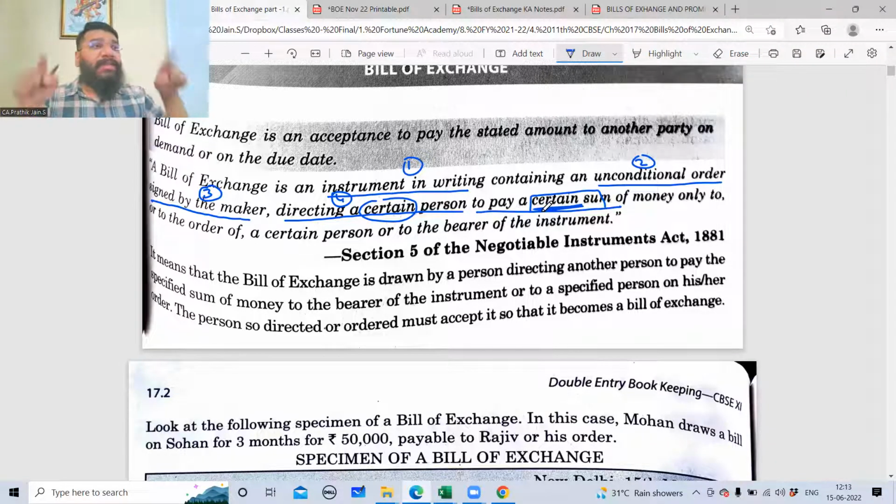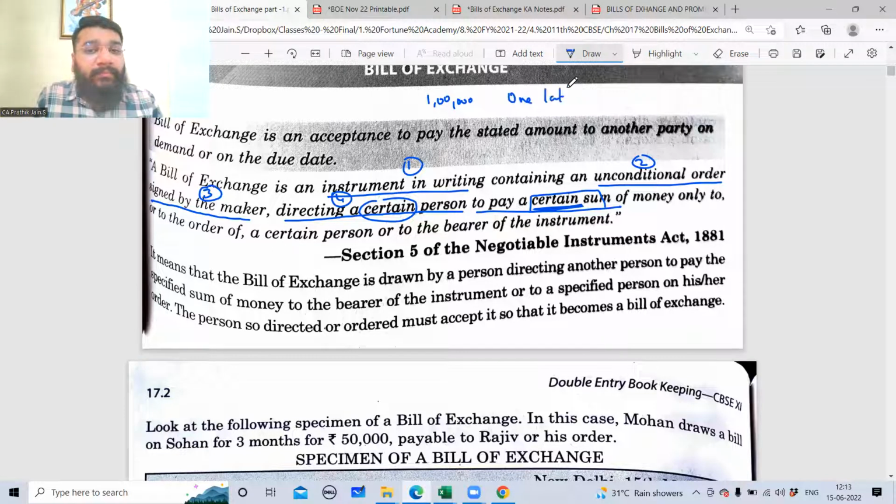If you have ever seen a checkbook, the amount will be written in numbers, 1 lakh, and again will be written in words, 1 lakh. Why? Because what if somebody adds one more zero there? So always in number and in words, it has to be both there. In the same way here also, whatever amount you mention, it has to be mentioned in both numbers and words. Directing a certain person to pay a certain sum.